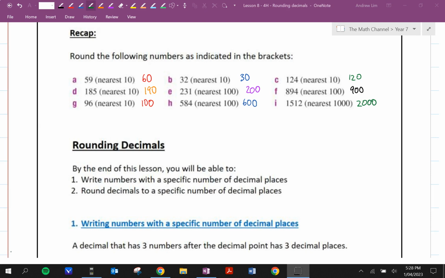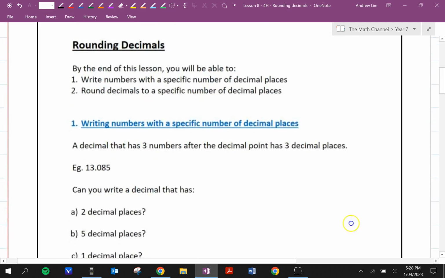Okay, so let's check our answers. So question A, 59 to the nearest 10 is 60. B is 32, C 120, D 190, E 200, F 900, G 100, H 600, and I is 2000. Alright, hopefully you got them all correct. So now we can have a look at rounding decimals.